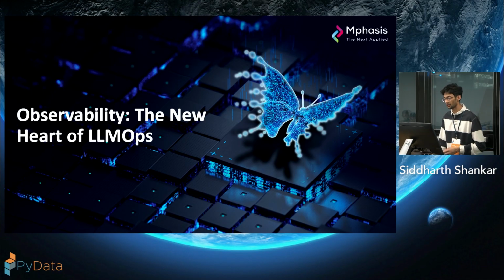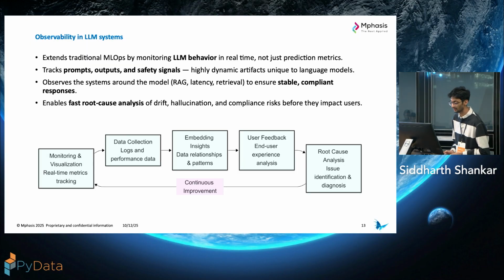The last part that I want to talk about is observability. Observability in LLM systems is basically where you extend traditional MLOps, where you monitor the model behavior, in this case the LLM, in real time, not just things like prediction metrics. So what we'd end up doing here is, as you can see, it isn't just a one-time check. It's a continuous loop that keeps LLMs aligned with user and business expectations.